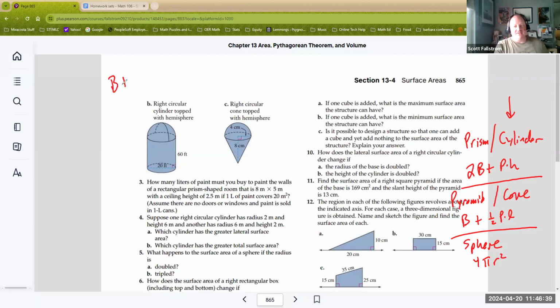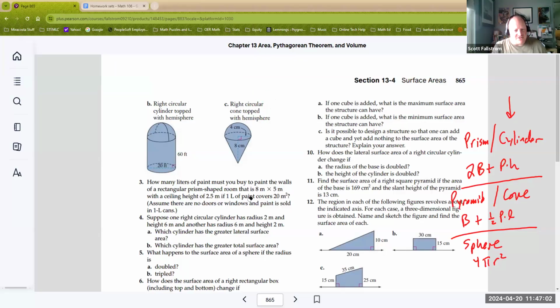So I need a base plus the perimeter times the height. That takes care of the base on the bottom and the lateral surface area. And then I need plus half of a sphere. Well, a sphere is 4 pi r squared, so I need 2 pi r squared. And that would be kind of the setup here, and very similar to the one in number 2 right next to it. Okay, let's move on down to number 3.